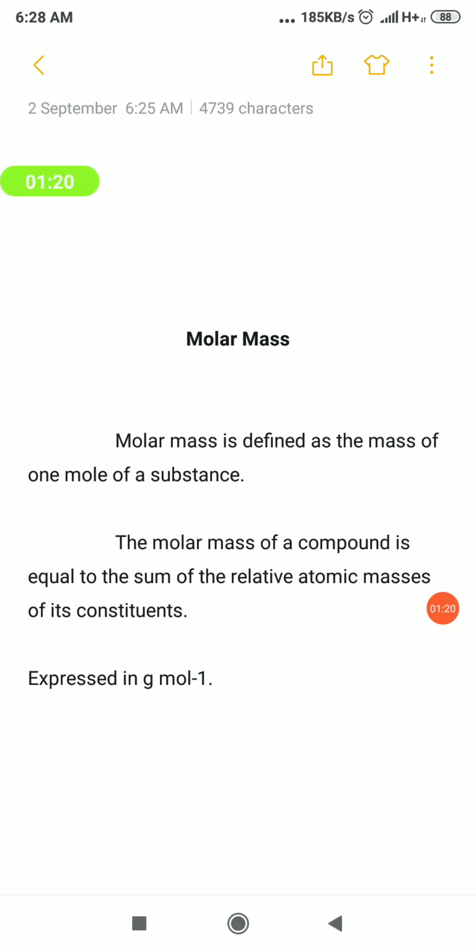Okay, so molar mass is defined as the mass of 1 mole of a substance. I think now you may have an idea about this. So what is molar mass? The mass of 1 mole of any substance is called molar mass.